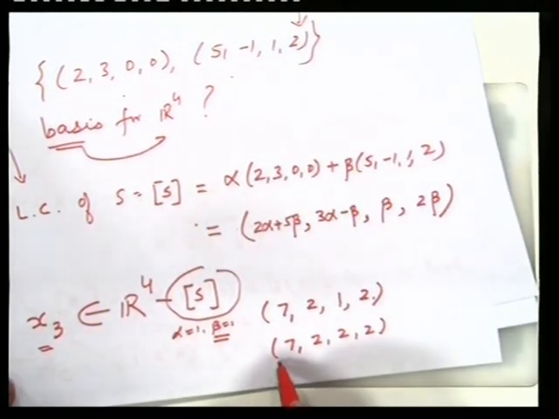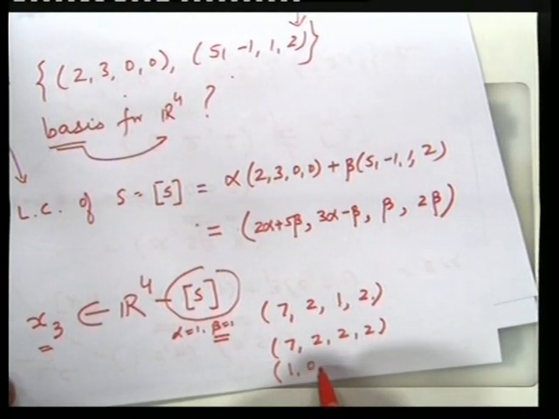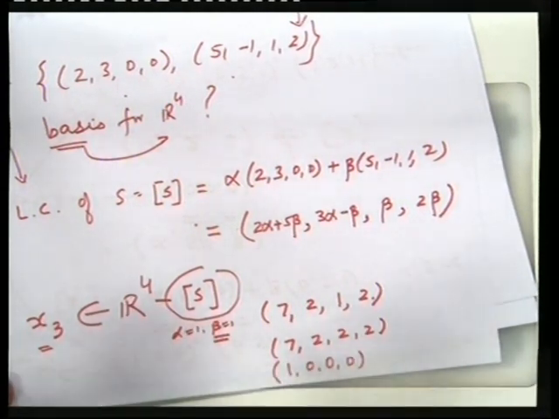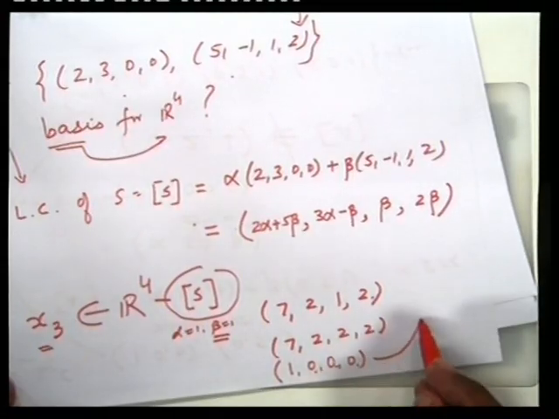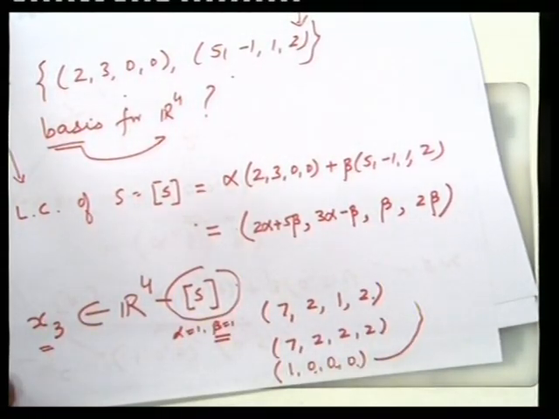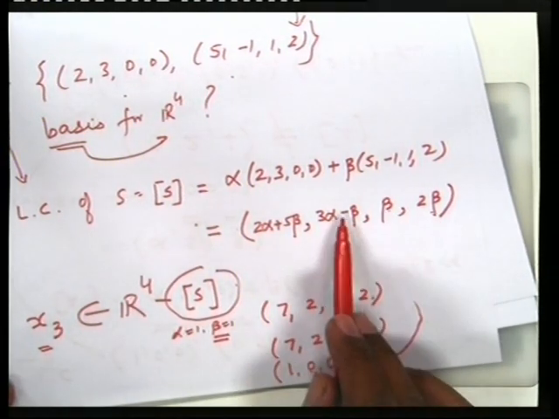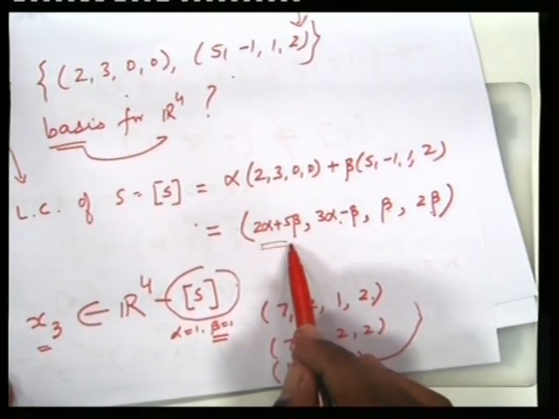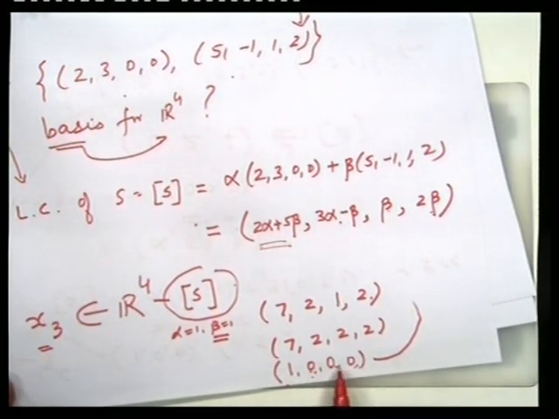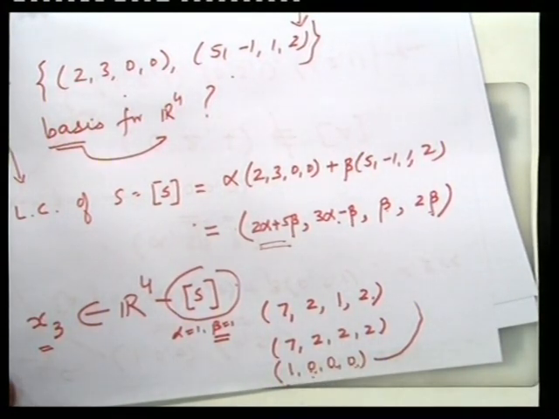Not only this, we can also add, say, (1, 0, 0, 0). This is a very simple vector. And definitely (1, 0, 0, 0) is not a part of the span of S, because if we take the last coordinates 0, 0, 0, then alpha and beta will be 0, and the first coordinate is different. So (1, 0, 0, 0) is also not a part of the span.